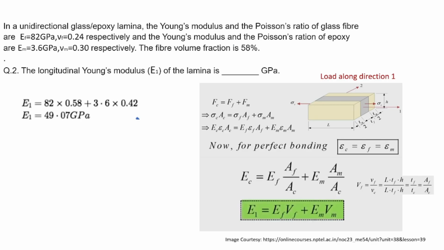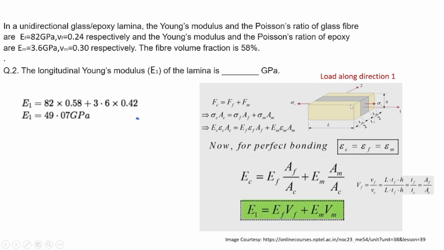The next question is a numerical. It says in a unidirectional glass epoxy lamina, Young's modulus and Poisson ratio of the glass fiber and the epoxy is given, and also the fiber volume fraction is given. So we have to find the longitudinal Young's modulus of the lamina. Here, as taught in the class, we are considering a lamina, as you can see in this diagram, and we are putting a load along the direction 1.